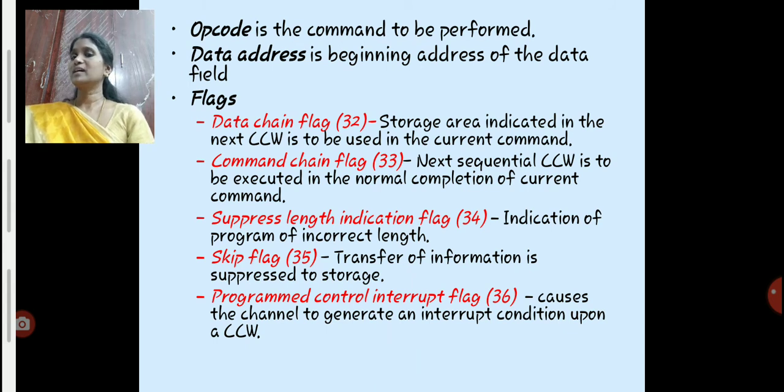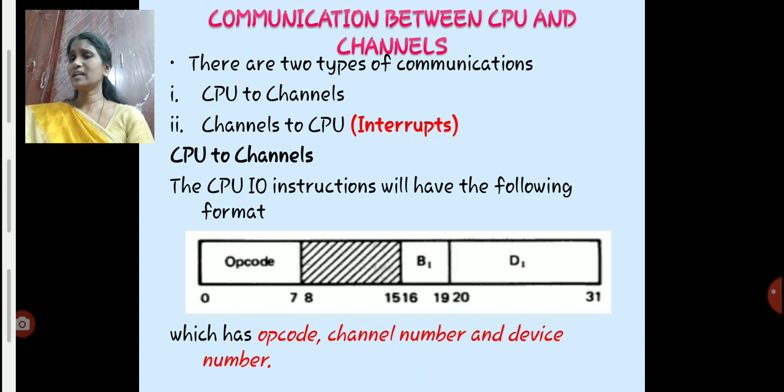Then the skip flag. Skip is the transfer of a particular information being suppressed to storage. If that is the case, the skip flag will be set. In the next bit we have the program control interrupt flag, which causes the channel to generate an interrupt condition. If an interrupt arises, this flag will be set. So that is all about the flags and the CCW.